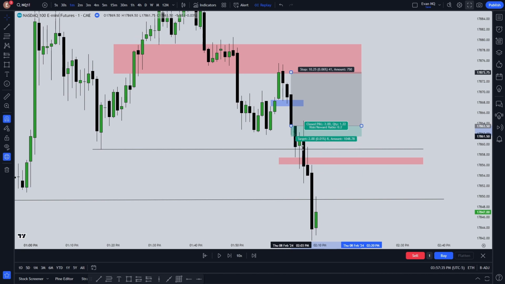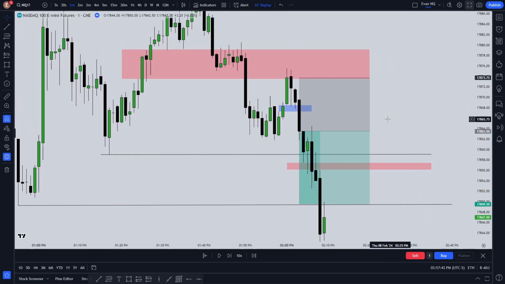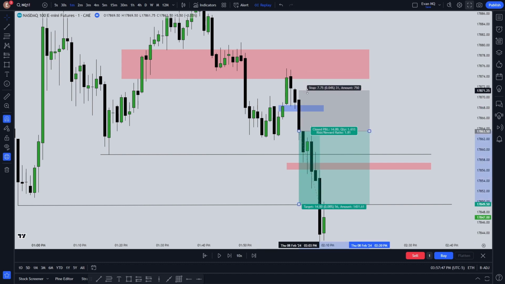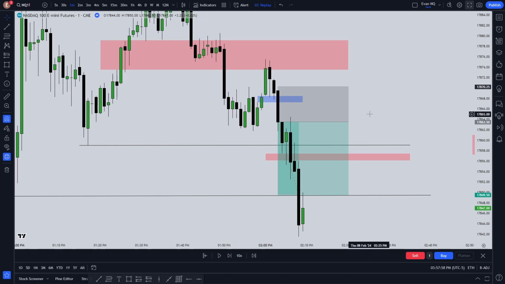This wouldn't be a good risk reward. You can target internal lows, and in this case you would want to target this low because it's a better RR. And essentially you put your stop just right above a candle close above the fair value gap, or the inverse. So this is basically what the model would be.